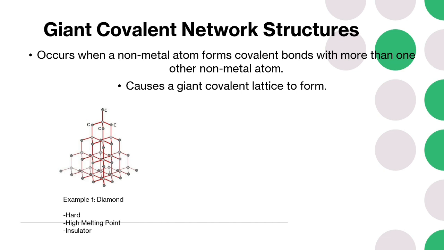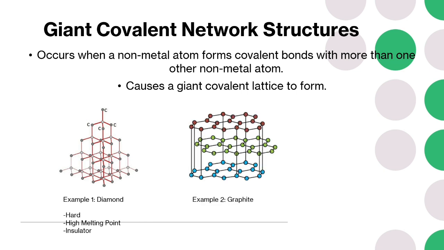Example 2. Graphite. Each carbon is bonded to 3 other atoms to form a layer. Properties. 1. The bonds between the layers are weak, and thus the layers can slide over each other, making graphite slippery and usable as a lubricant. 2. Because only 3 electrons out of 4 valence electrons are used.